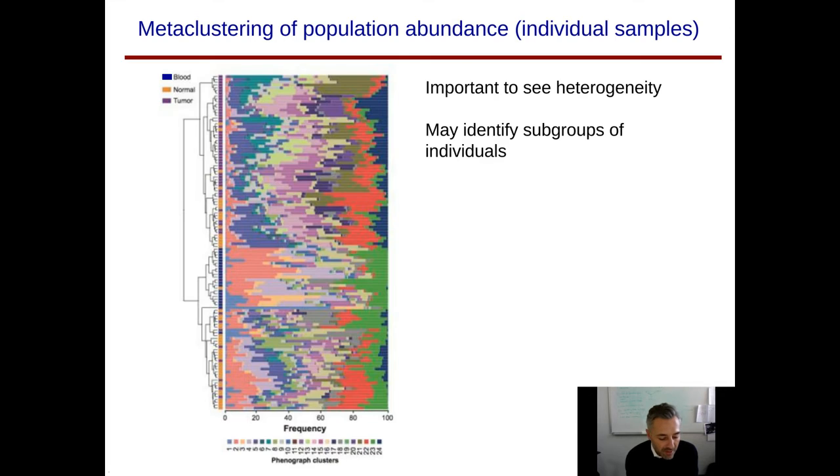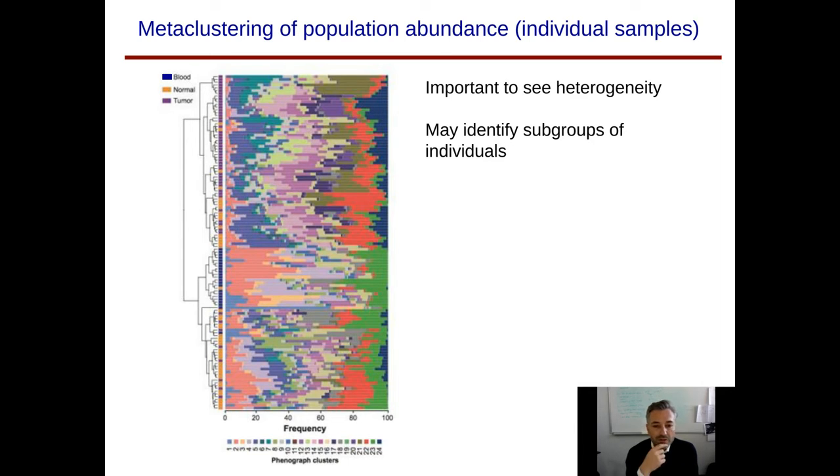This is the same data from the lung cancer study. In this case, we wanted to depict the cluster abundance that we obtained by phenograph clustering in all the individuals that we analyzed. So showing individual samples can be very important. It's important to see heterogeneity. It is important to see what is the heterogeneity in your cohort of individuals, and at the same time to see how the different tissues look like, if they're similar or not.